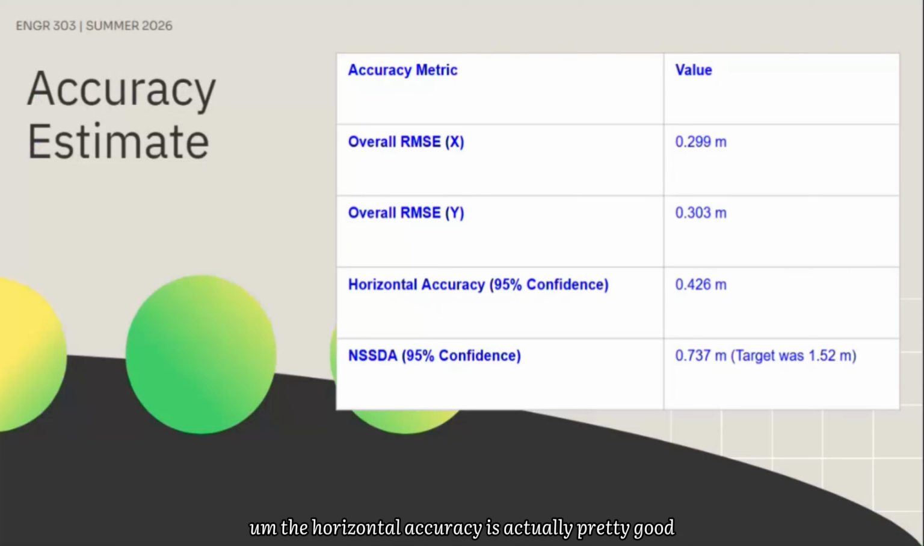The horizontal accuracy is actually pretty good, at 95% confidence it is 0.426. And then the NSSDA was with 95% confidence, and that's 0.737. So these were all pretty good measurements.